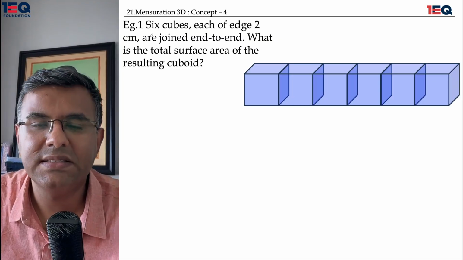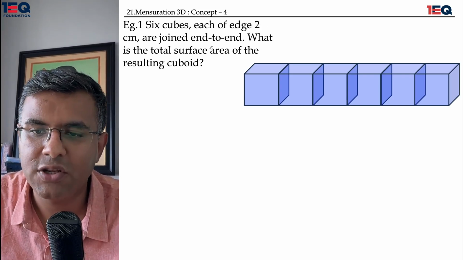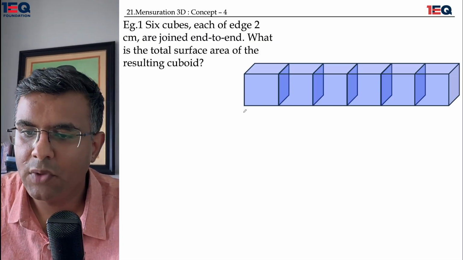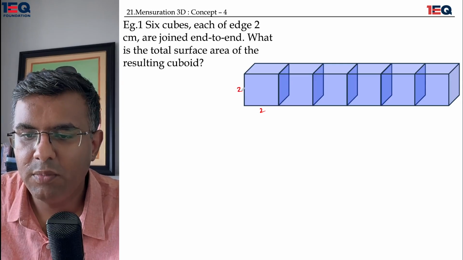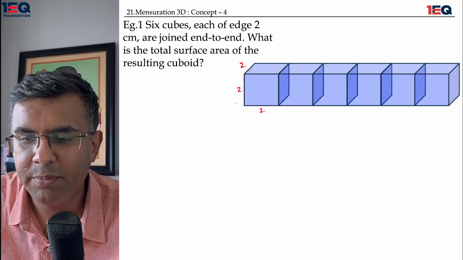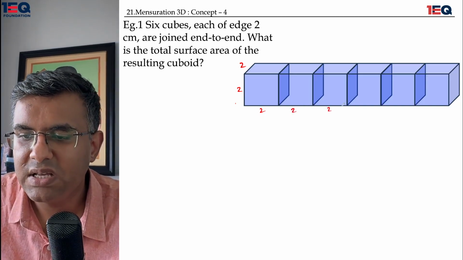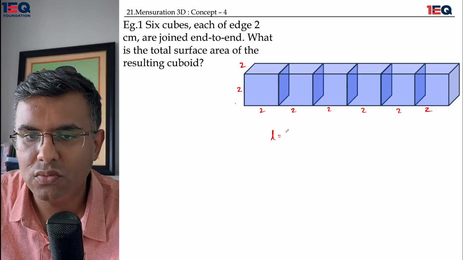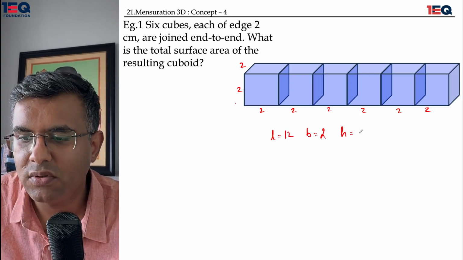Here, the question says that 6 cubes of each of side 2 centimeters are joined end to end. What is the total surface area of the resulting cuboid? These are 6 cubes joined end to end. So 2 would be the height, 2 would remain the depth, but the length would change to 6 times 2. So the length would change to 12, the breadth would remain the same, and the height would also remain the same.